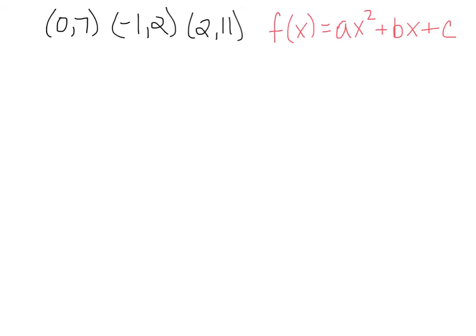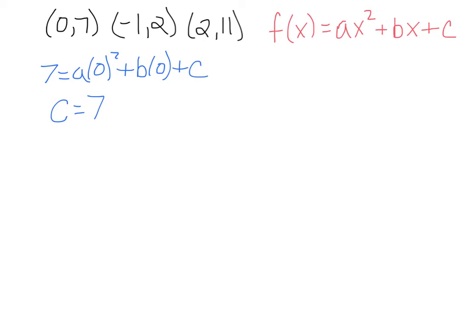Alright, so we're going to use our generic quadratic here, and we're going to use our 3 points. And again, I would start with the y-intercept if you have it. It'll save you a few steps. So we're going to just plug in the y value of 7 and the x value of 0. The a and the b are gone, and so you're left with c equaling 7.